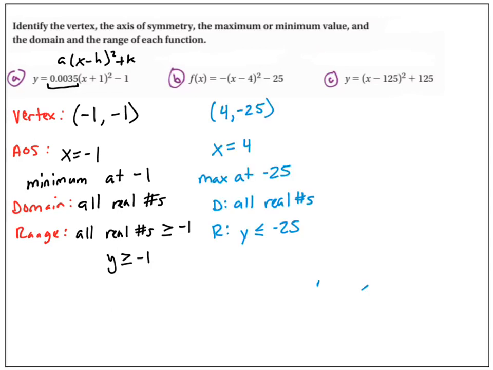So for problem B, you should have gotten the vertex to be 4, negative 25. Your axis of symmetry is x equals 4. Because of the negative out in front, we know that this graph opens down, so we have a max at negative 25. The domain is all real numbers again. But the range in this case is all of the y values, or all real numbers, less than or equal to negative 25.